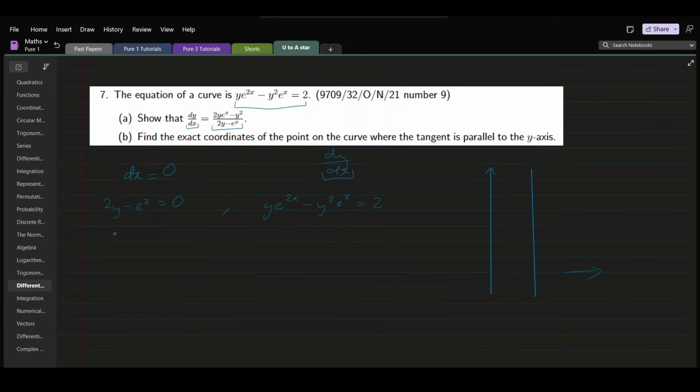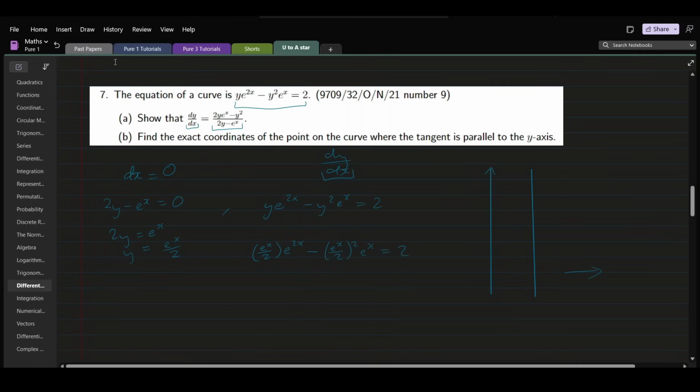So let's start by making y the subject of the formula in this equation. So 2y is equal to e to the x, and you get y is equal to e to the x over 2. Let's substitute that into our equation of the curve. So that becomes e to the x over 2 times e to the 2x minus e to the x over 2, and this is squared, then we've got e to the x, and this is equal to 2. Okay.